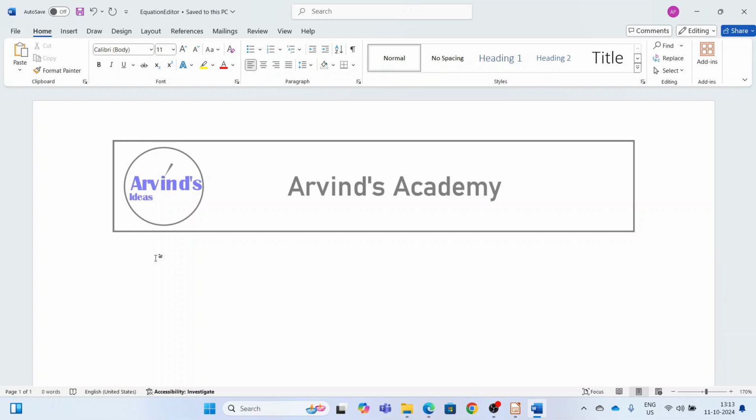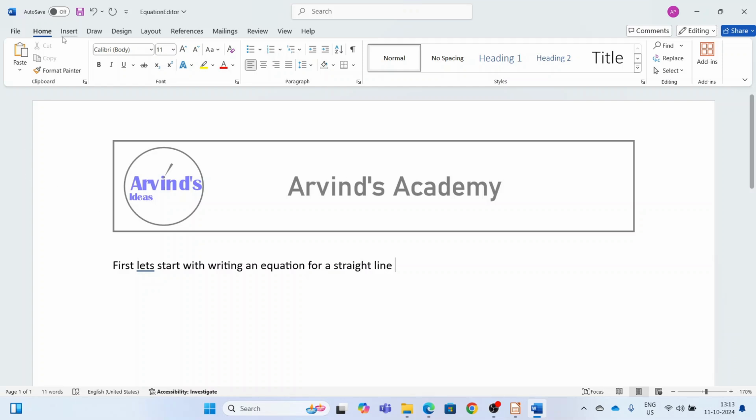On my screen I have an open Word document and here I will demonstrate how we can write equations. So first, let's start with writing an equation for a straight line.